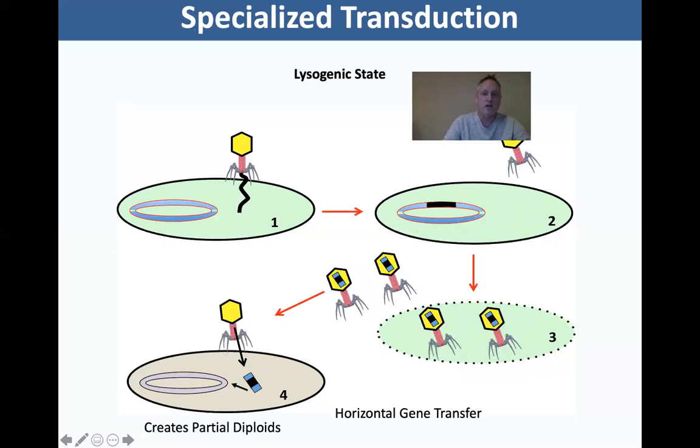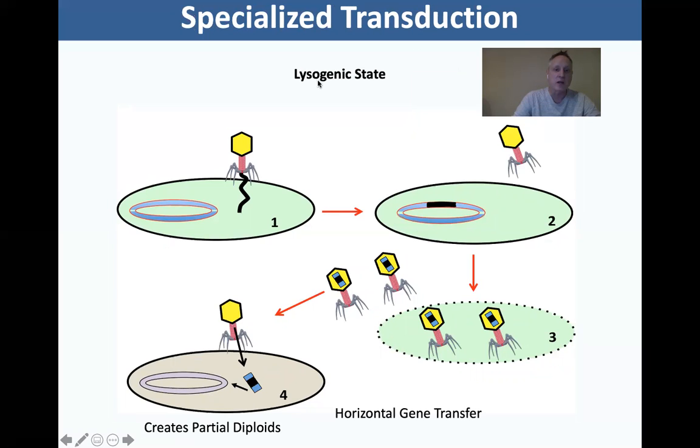There's also specialized transduction, and this equates to the lysogenic state. So in this case, we see the phage injecting its DNA into the host. We make the prophage. And then upon an SOS signal, when the virus comes out of the host chromosome, it makes a couple sloppy mistakes and actually takes flanking chromosomal DNA from the host and packages it into its capsid. And this can actually be used to horizontally transfer genetic information to a new bacterium, creating a partial diploid. So there's specialized transduction and general transduction.